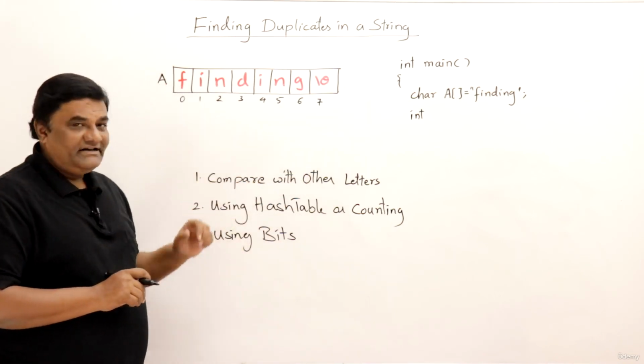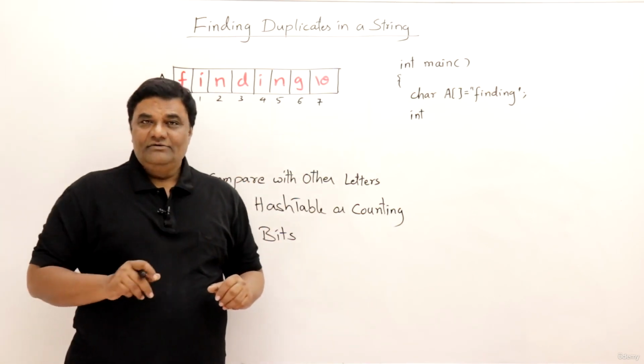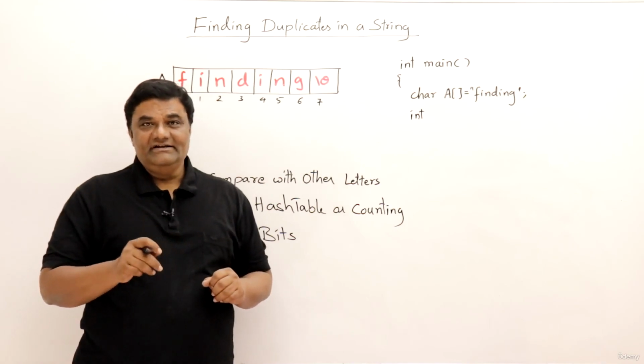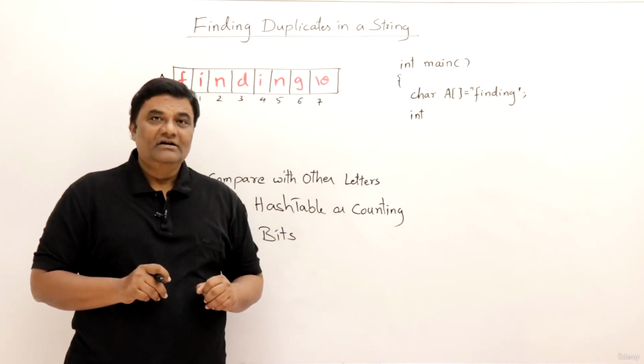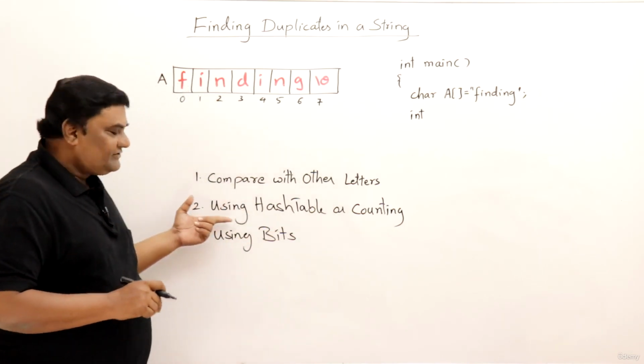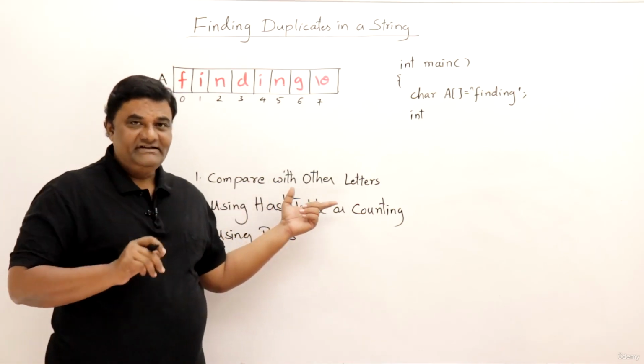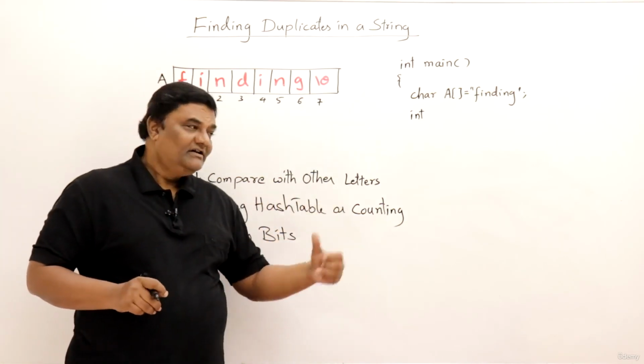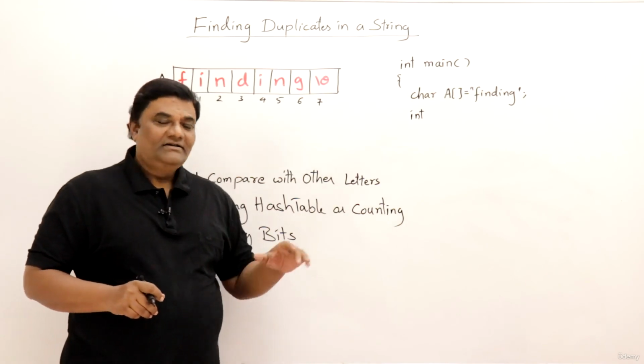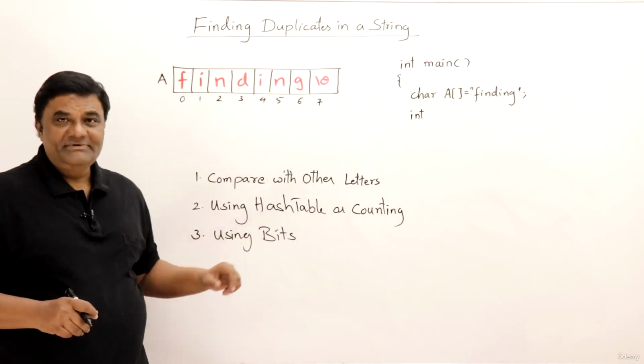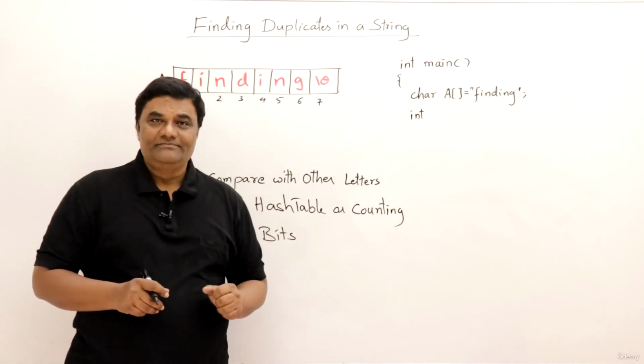So I will not explain it in detail. You can refer back to the video on finding duplicate elements in an array of integers. Then the second method is also similar to the one we have already seen, but there is a little change here, so I will explain this one. Then the third one is the new one, that is using bits, which I will cover in the next video.